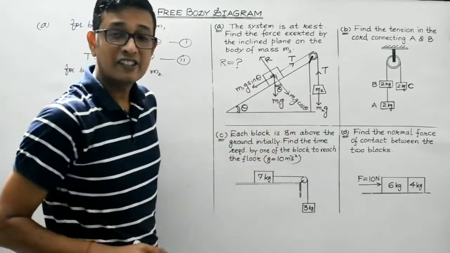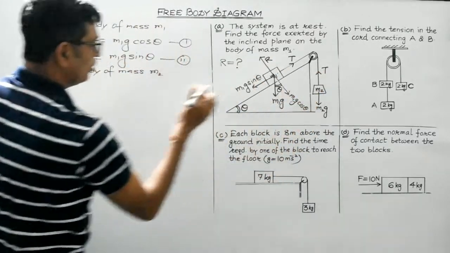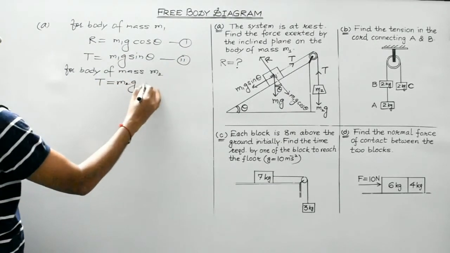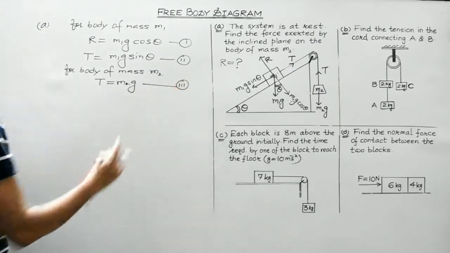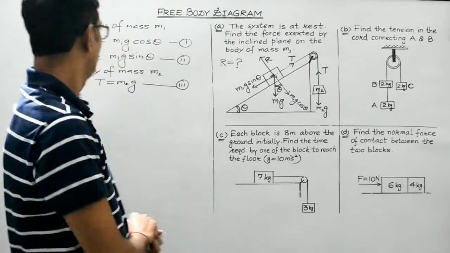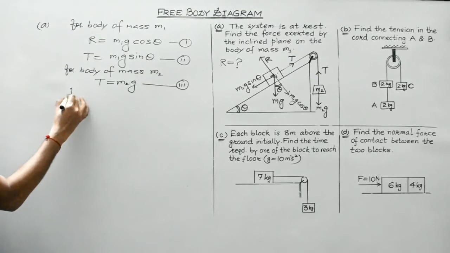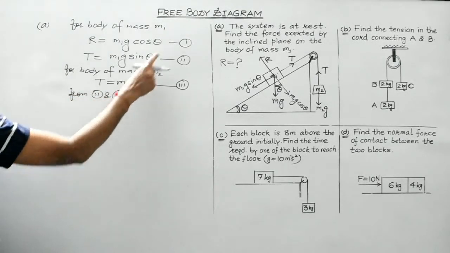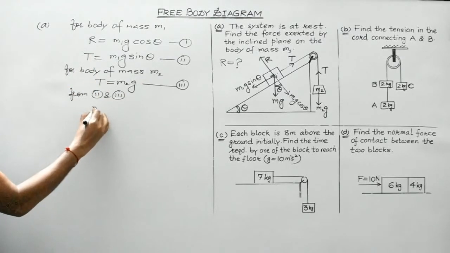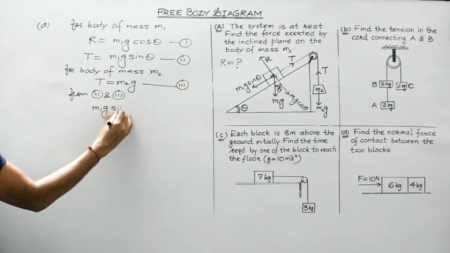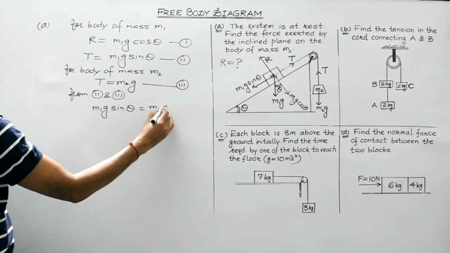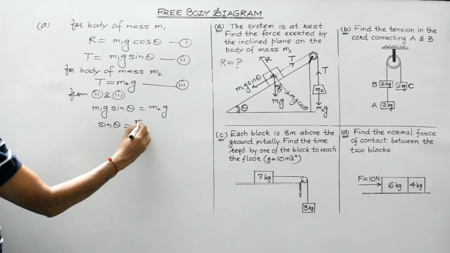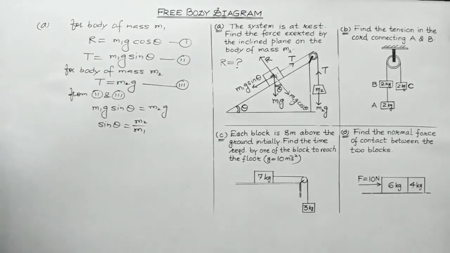Now let's construct the equation for the body of mass m2. It is also at rest, with no net force acting on it, therefore T must be equal to m2g. Put this as equation number 3, right? So from 2 and 3, we get m1g sin theta is equal to m2g. So g gets cancelled. So sin theta is equal to m2 divided by m1.